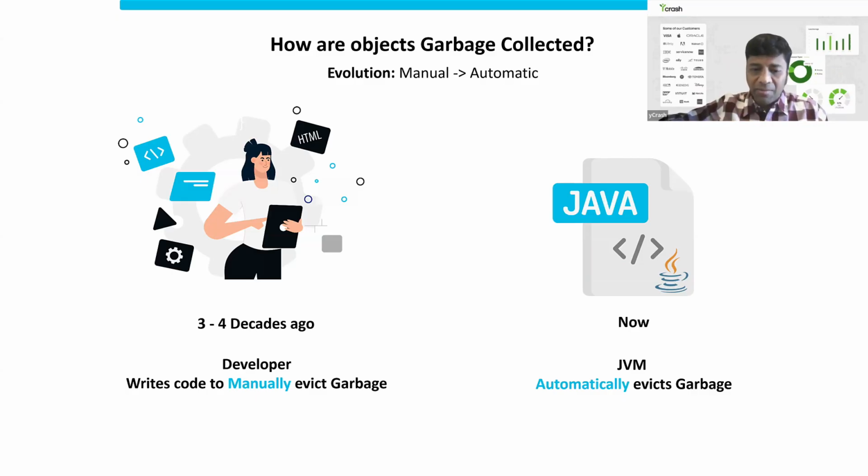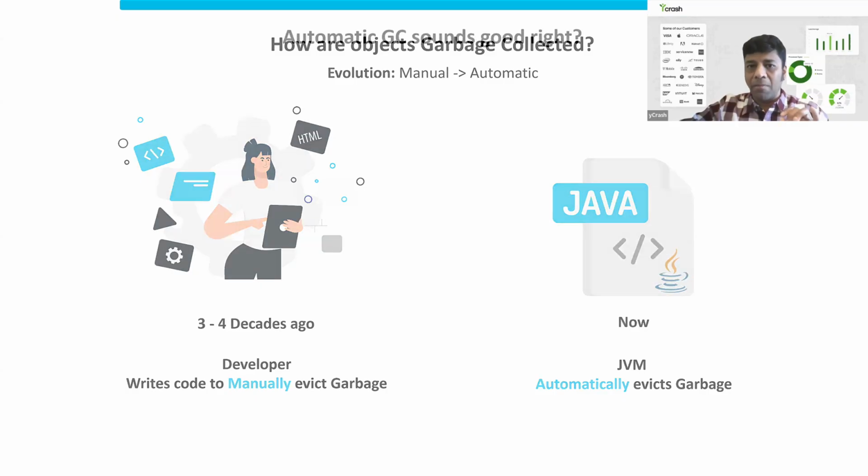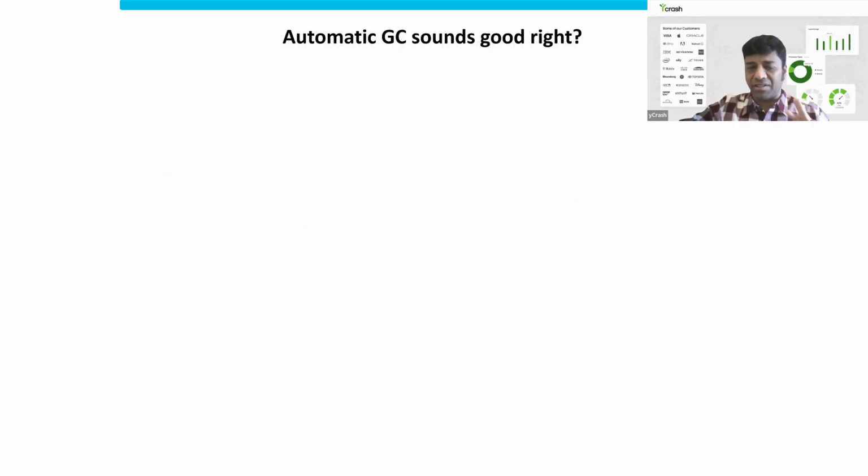See, even before Java, in 1962, there was a language by name Lisp, I think. It had automatic garbage collection. That was the first language to have it. But once Java came, it really championed it. So since 1995, all the modern languages that we have today, be it Python, Go, .NET, all of them have this automatic garbage collection, right? So this automatic garbage collection is a very good feature. It's a very nice thing, right?